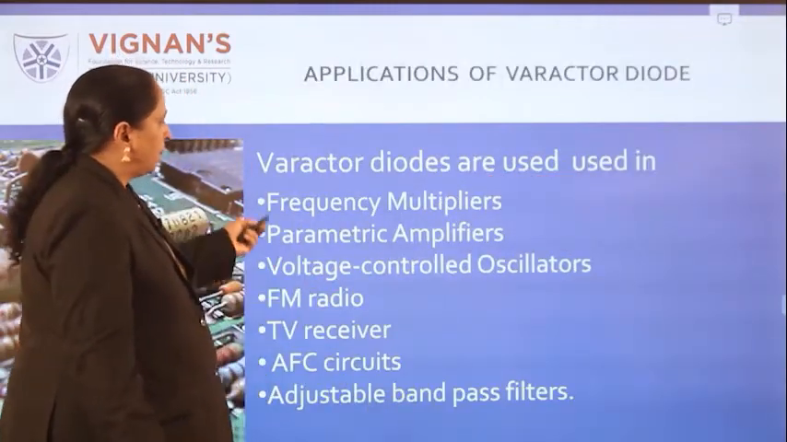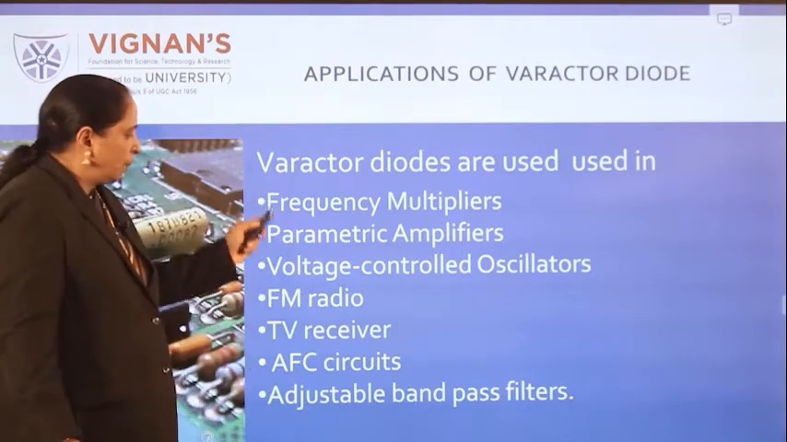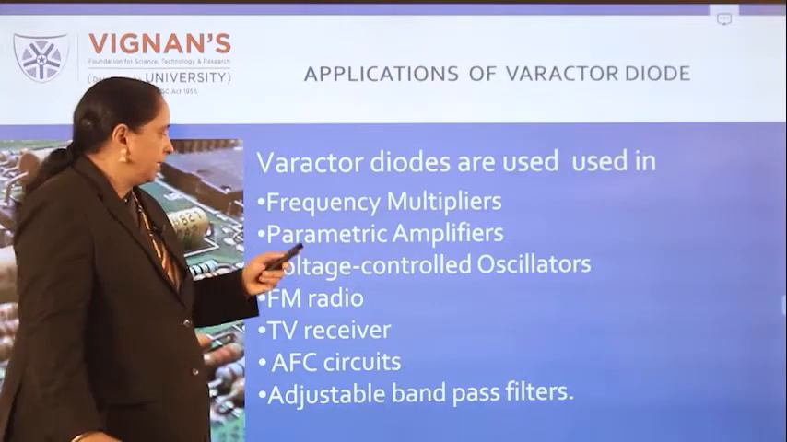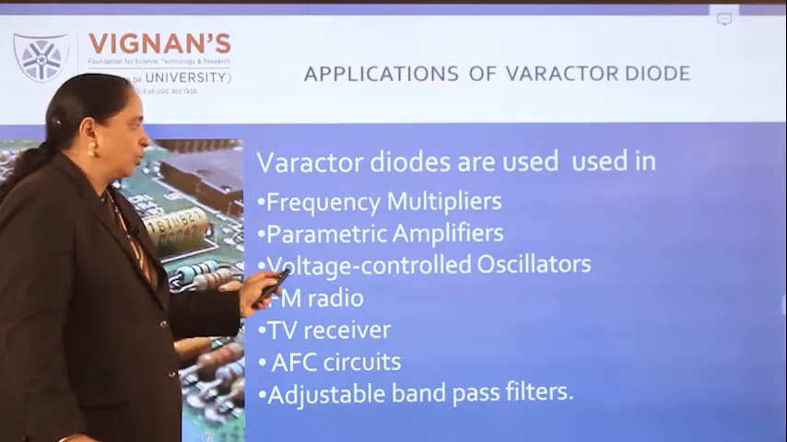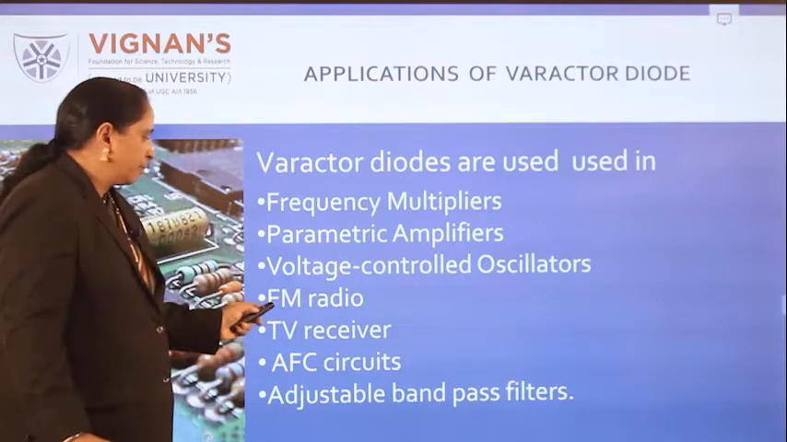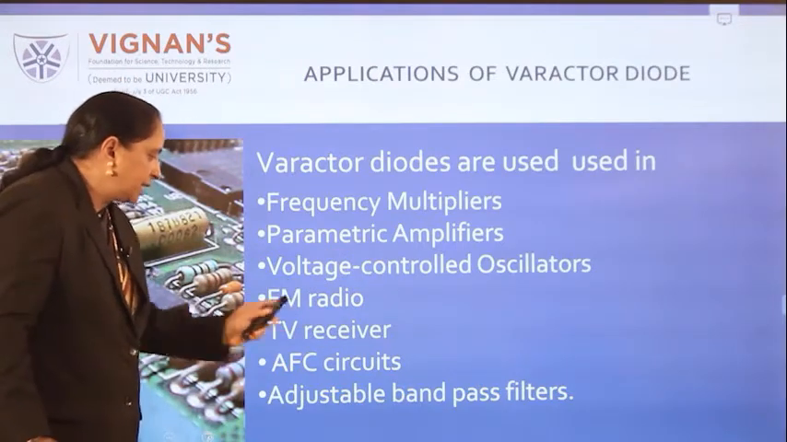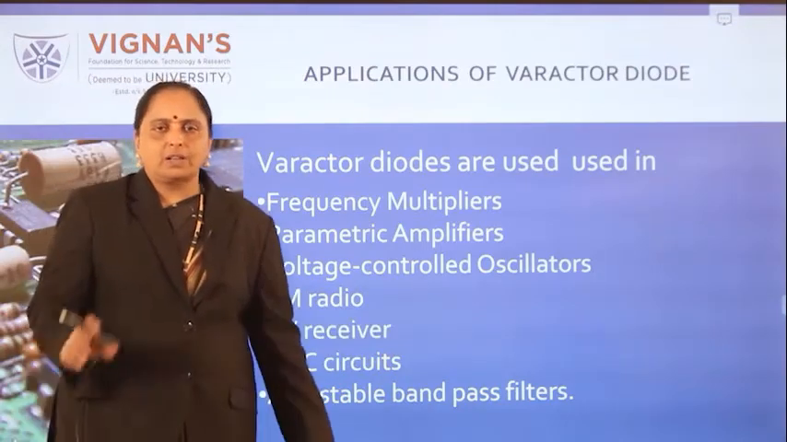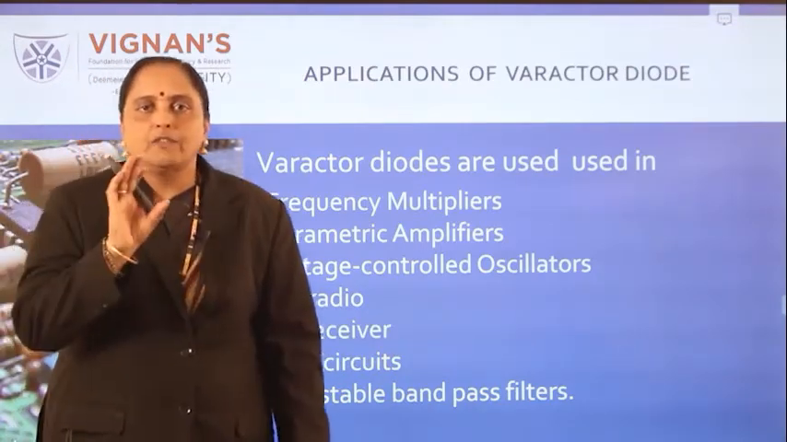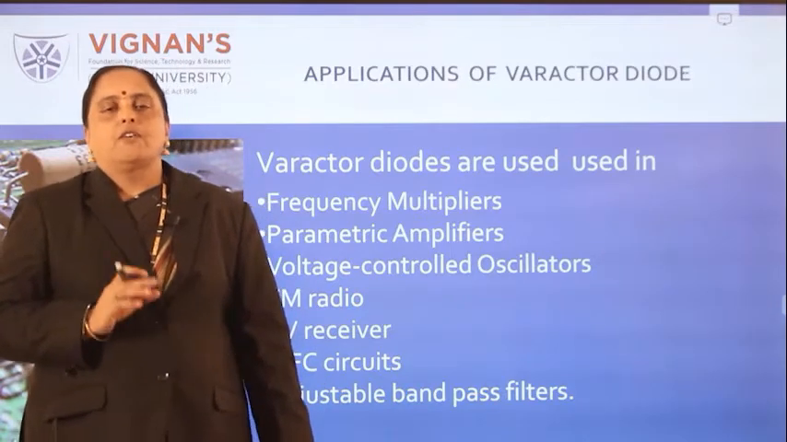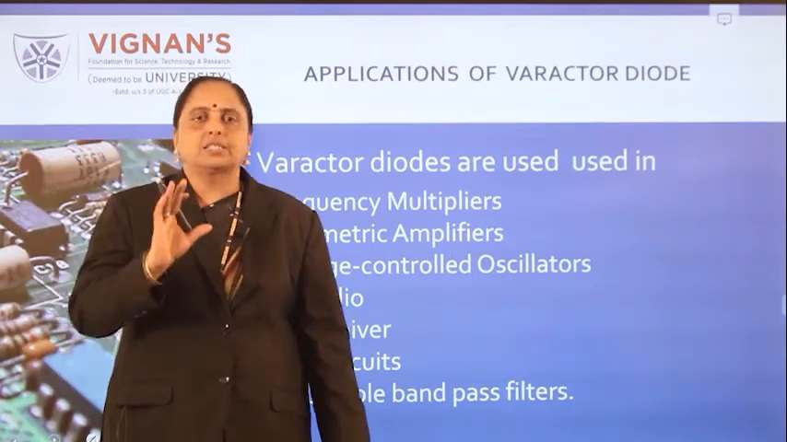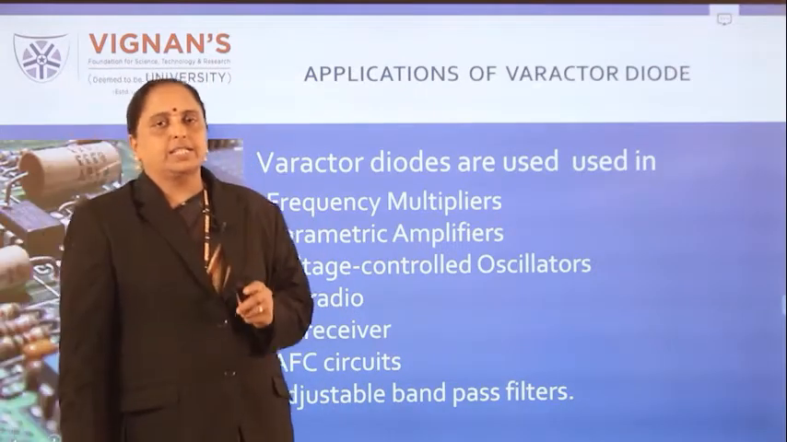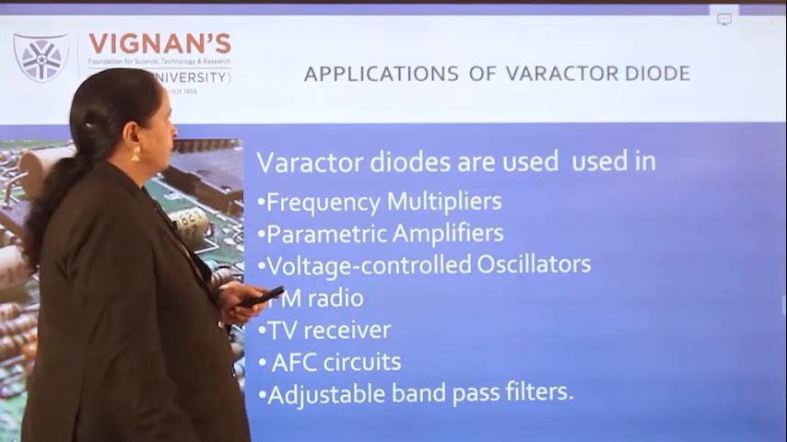The important applications are here. All the applications are related to frequency only: frequency multipliers, parametric amplifiers, voltage controlled oscillators, FM radio, TV receivers, AFC circuits, or adjustable band pass filters. All these applications are related to variable frequency. So the varactor diode finds extensive application in communication systems where the frequency is a variable factor.